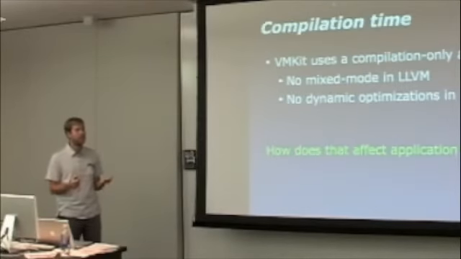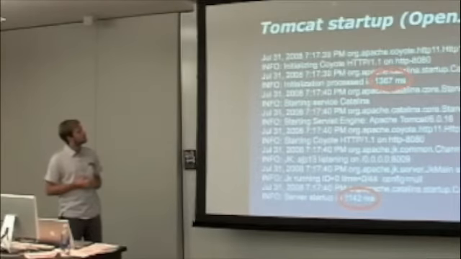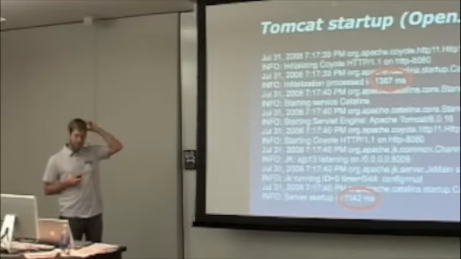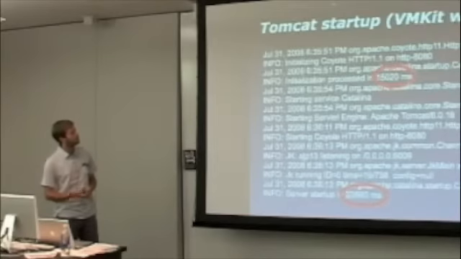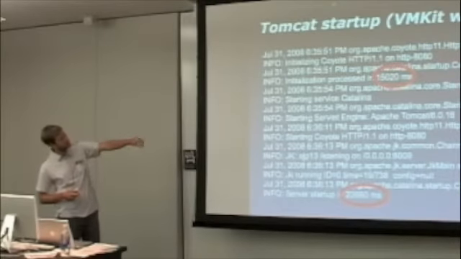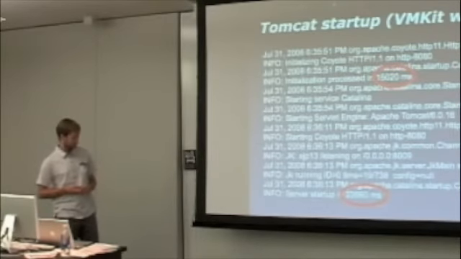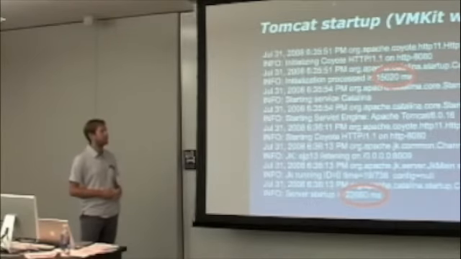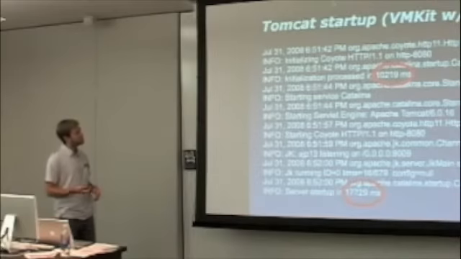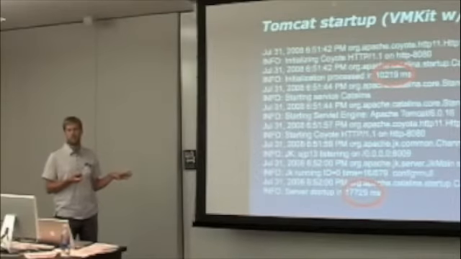So how does that affect application startup? Well, we launched Tomcat, which is basically a web server written in Java, with OpenJDK, the standard implementation of Java. And Tomcat boots in 3 seconds approximately. For VMKit, you can see these numbers, 40 seconds. So, okay, we apply a lot of optimization, so that's probably why we're getting such bad numbers. But actually, if you launch VMKit without optimizations, you get 10 seconds less.